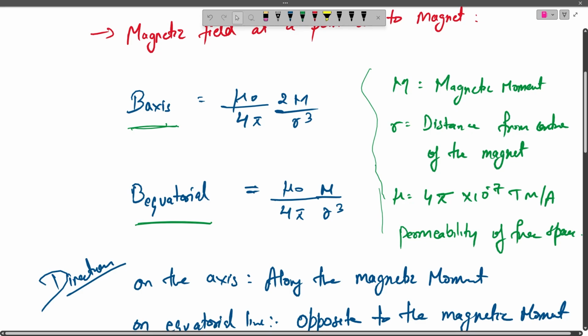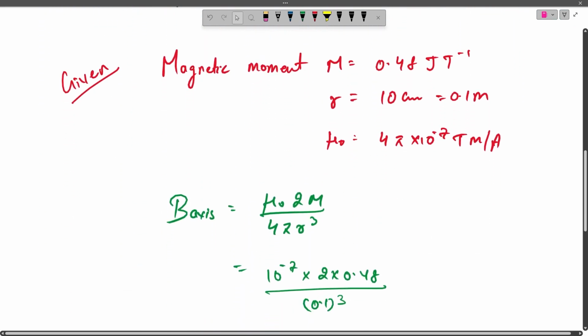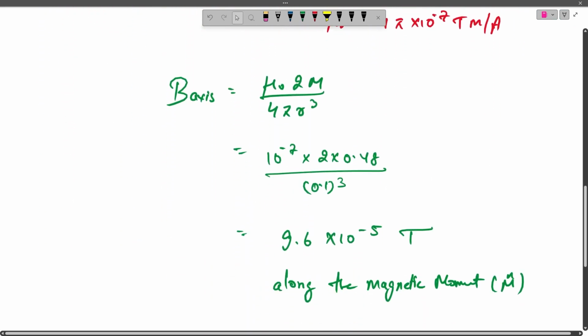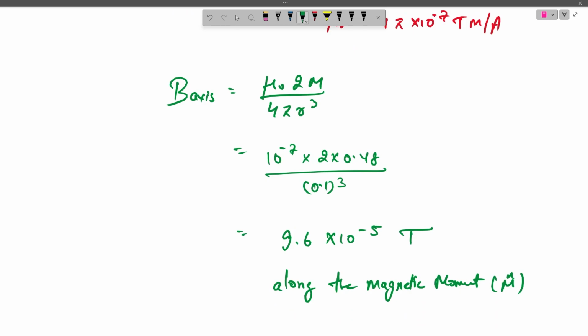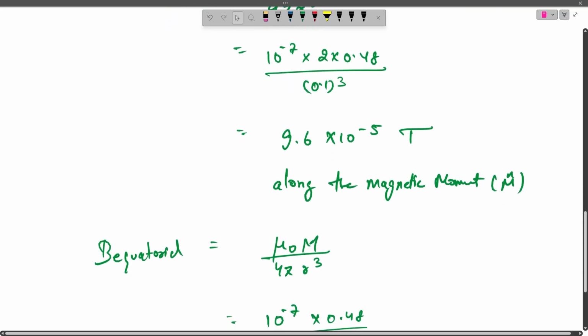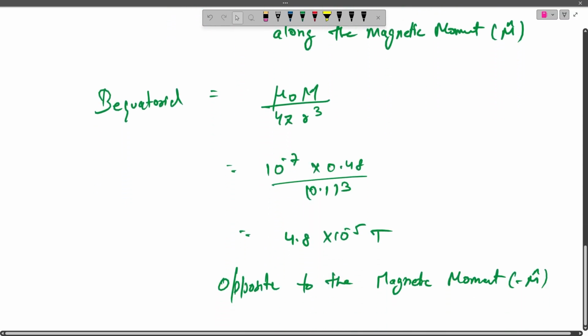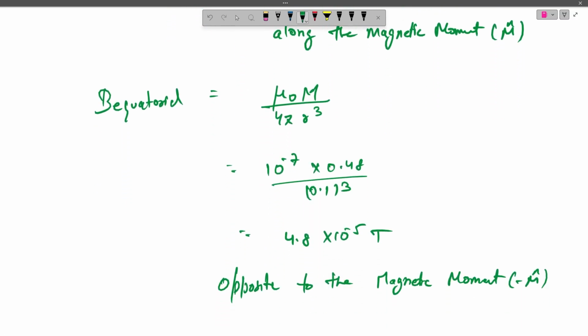So, substituting the formula, we will get the magnetic field on the axis as 9.6 into 10 to the power minus 5 Tesla, which will be along the magnetic moment, and on the equatorial position it will be 4.8 into 10 to the power minus 5 Tesla, which will be directed opposite to that of the magnetic moment of the magnet.